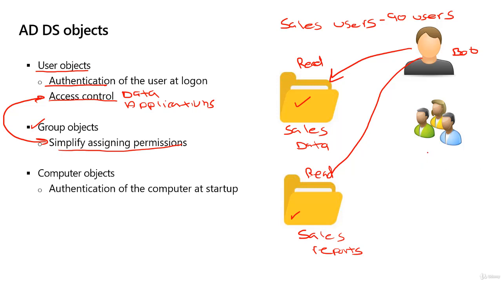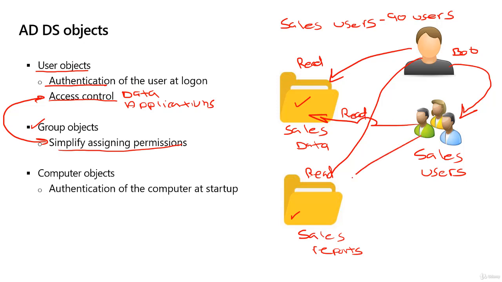So let's say this group here is sales users. I would simply make Bob a member of this group, along with the other 89 users that work in sales. So all 90 sales users are a member of a sales users group. Now, I will take this sales users group and I will assign it the correct permission. So we'll say read permission. It gets assigned permissions for both of these objects. Now, I'm pretty much done.